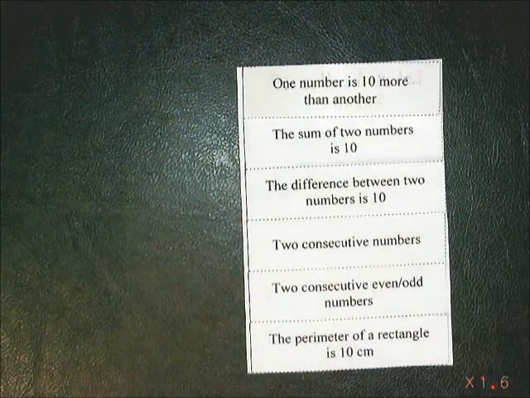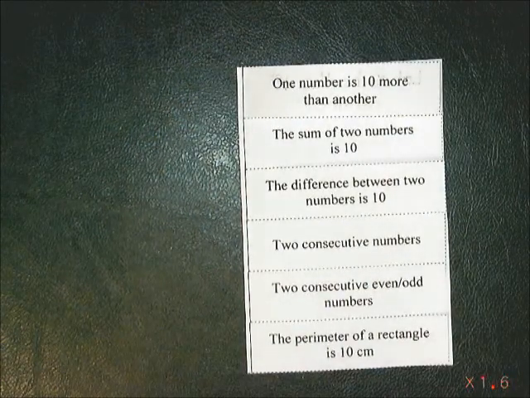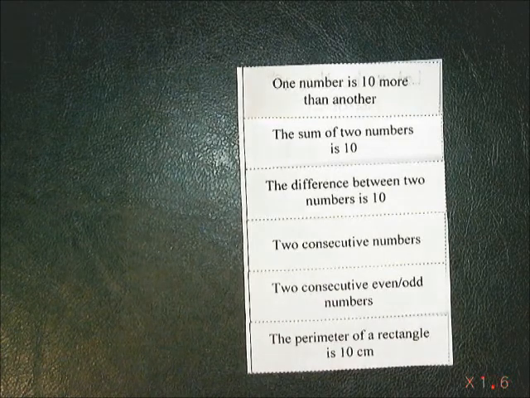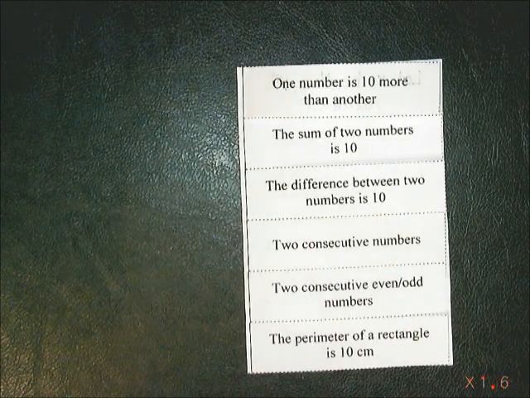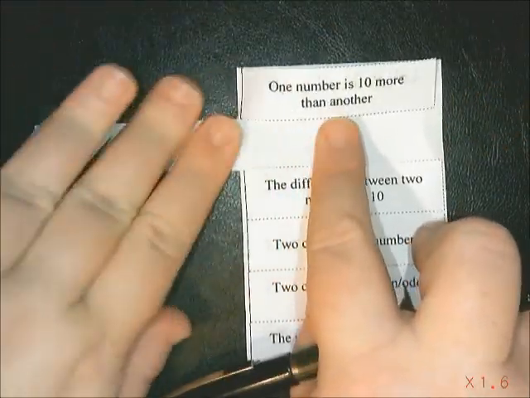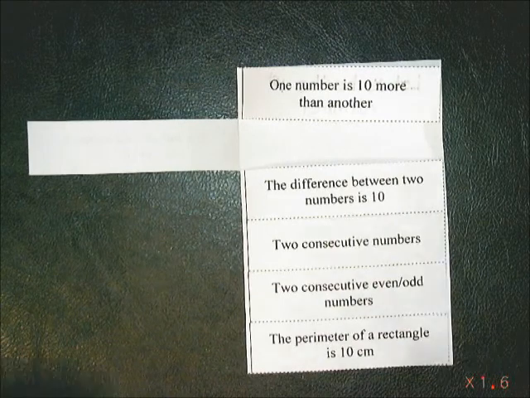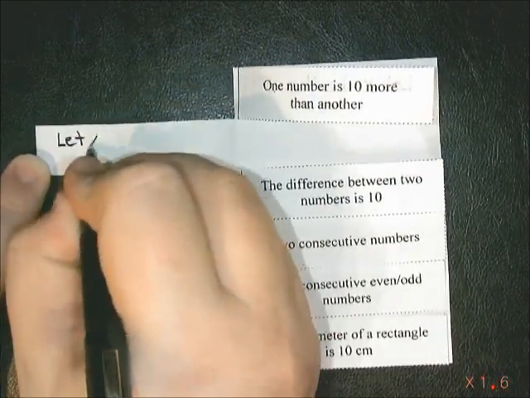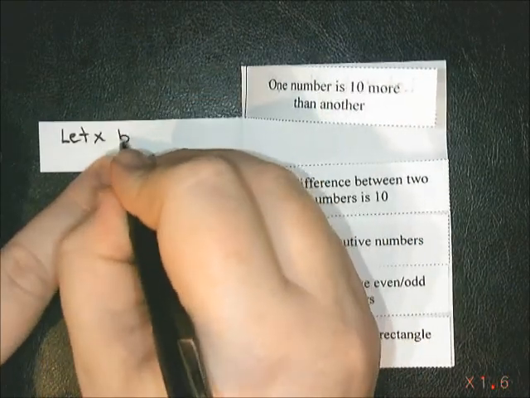Okay, the second one's a little trickier. It says the sum of two numbers is 10, and sum is also an adding word, and it means that if I take both the numbers and I add them together, they should equal 10. So since I know that I have two numbers, I'm going to do let statements for the two numbers, and I know the first number is going to be X. Always going to let the first one be X. So I'm going to let X be the first number.